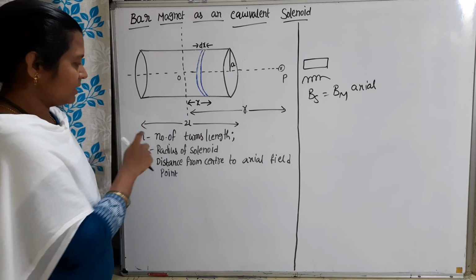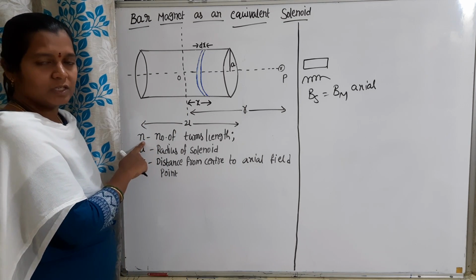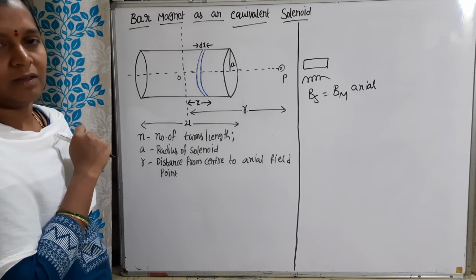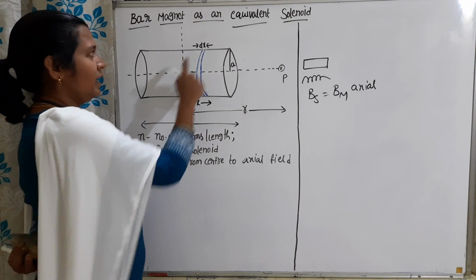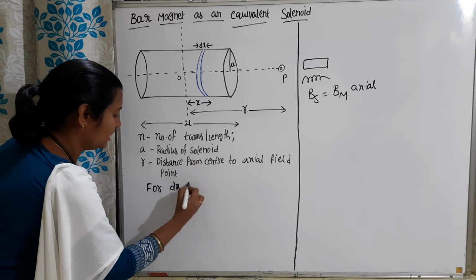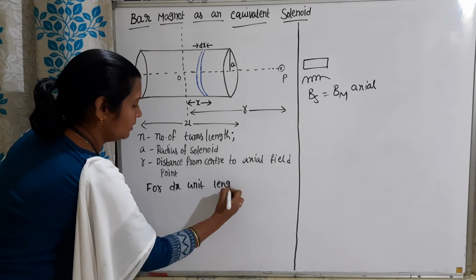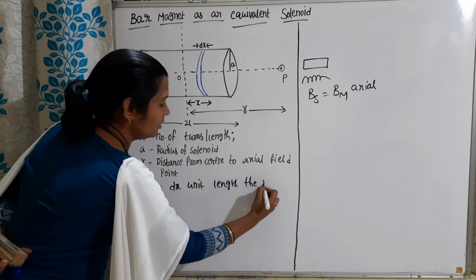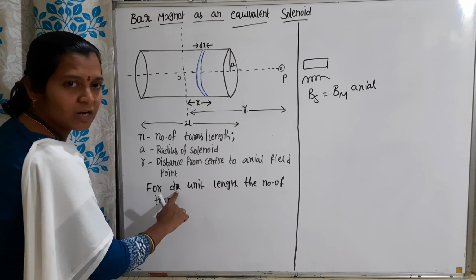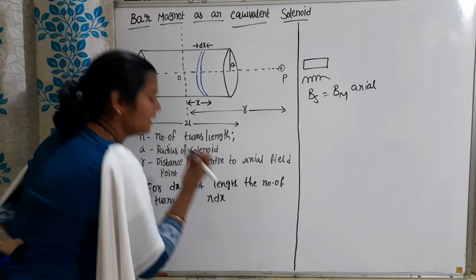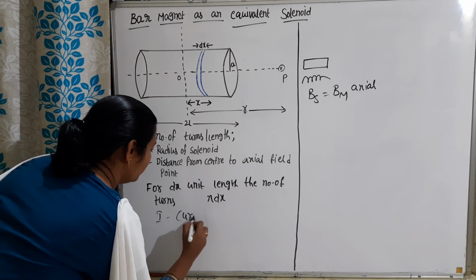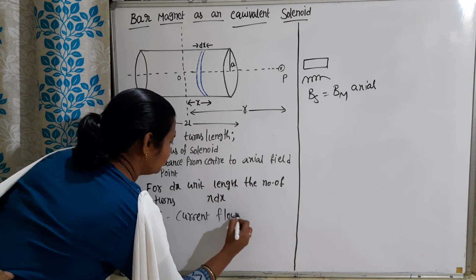Here n is the number of turns in a unit length. Then what will be the number of turns in a length dx? In a unit length, n is the number of turns, so for a length dx, the number of turns will become n into dx. Let us consider I is the current flowing through the solenoid.